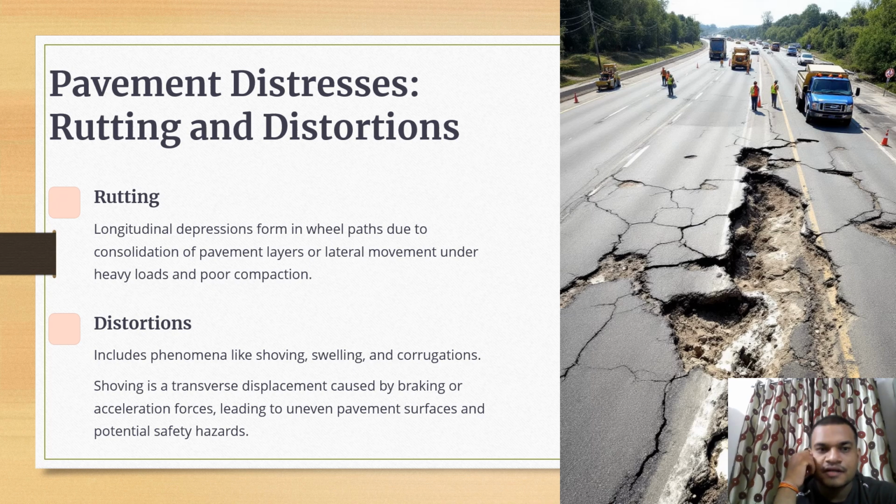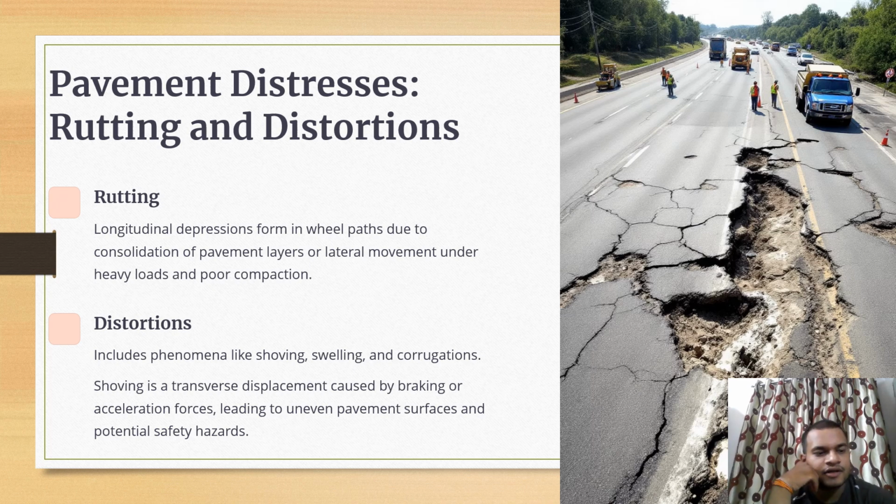Pavement distresses because of rutting and distortion. Here we can see when roads are used a lot or are not built properly, they can change shape or sink in places, as we have discussed earlier. These changes are called rutting and distortion.